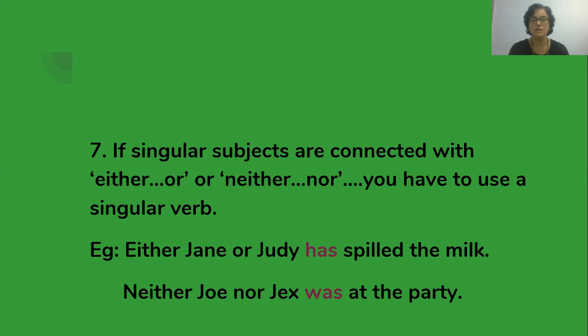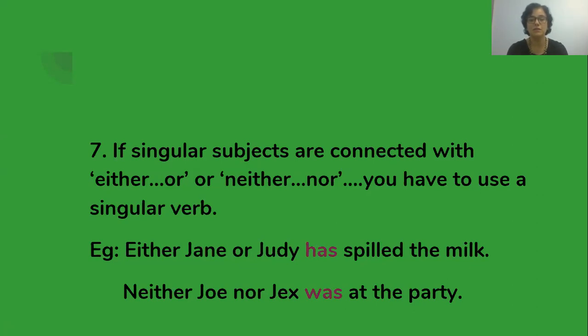Okay. Now, since they are connected with either or, could have been neither nor also, like in the second example, you have to use a singular verb because you're talking about each one separately. Either Jane spilled the milk or Judy spilled the milk separately. So you have to use a singular verb for that.